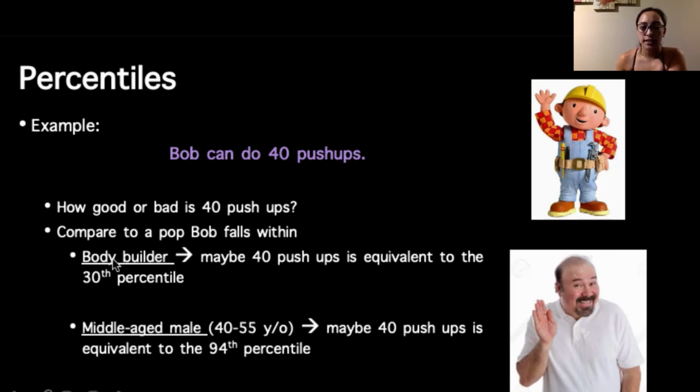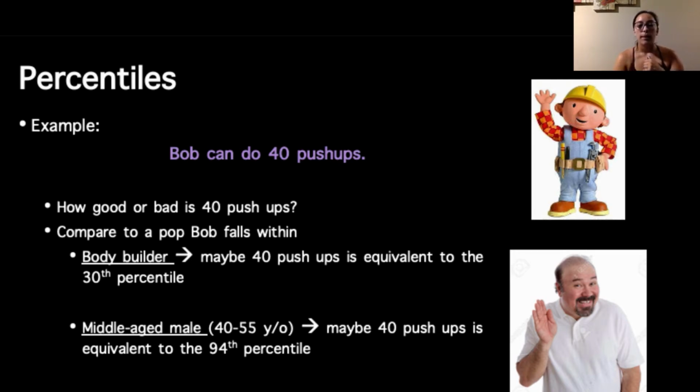So in the context of being a bodybuilder, maybe Bob doing 40 push-ups isn't that great. But if Bob is a middle-aged man and he's anywhere between the age of 40 and 55 years old, and maybe we collected a sample of 40 to 55-year-old people, or we know maybe the population mean and standard deviation for number of push-ups that middle-aged men can perform, maybe 40 push-ups is equivalent to the 94th percentile. In other words, Bob, our middle-aged man, is able to perform at or better than 94% of the people that fall within his cohort.